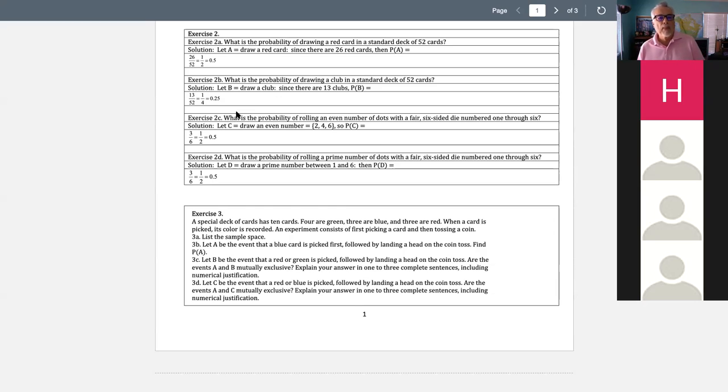And in the next problem, we've got a joint event here. What is the probability of rolling an even number of dots with a fair six-sided die numbered 1 through 6? Okay, so our event is defined by the 2, the 4, or the 6. Those are the 3 outcomes that define the event C. And then we know that the total number of outcomes, the numbers 1 through 6, is 6. So we take the ratio of 3/6 to get a half.